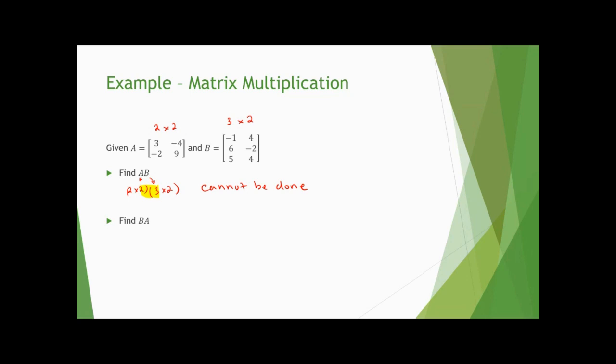But we can do B times A. So if you do it in the other order, B is 3 by 2, A is 2 by 2. So those insides match. So our result is going to be the outsides. We're going to get a 3 by 2 matrix out. So we're going to have 3 rows, 2 columns when we do that multiplication.